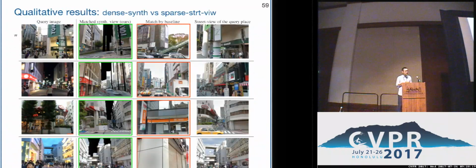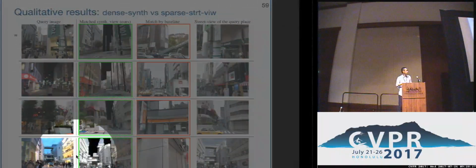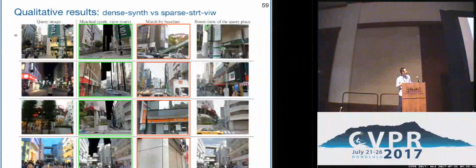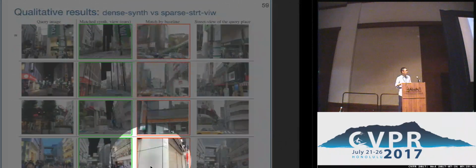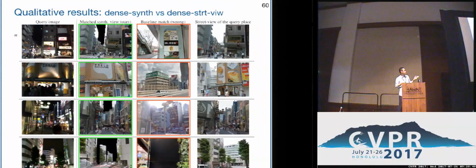So this is the result. The left column is the query images, and the second one is the one retrieved from the synthesized images. As you can see, there are fewer viewpoint changes between them, and we can match quite well. But if we use only the original images, the wrong images are matched. And these are other examples. As you see, the quality is not that bad, but if we encode it with VLAD and dense SIFT, it works quite well.